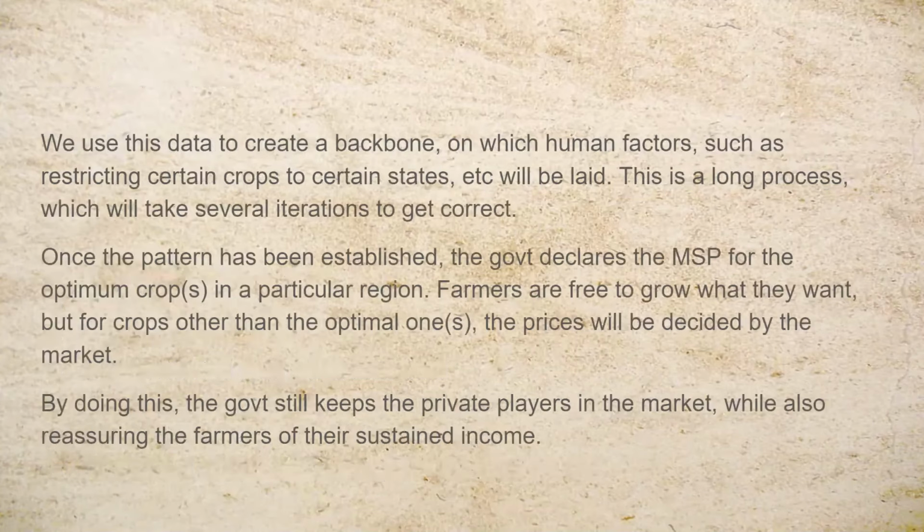Over to Shobit. So we will use this data to create a backbone on which human factors such as restricting certain crops to certain states, etc. will be laid. This is a long process which will take several iterations to get correct. Once the pattern has been established, the government declares the MSP for the optimum crops in the particular region. Farmers are free to grow what they want, but for crops other than the optimum ones, the prices will be decided by the market. By doing this, the government still keeps the private players in the market, which will also reassure the farmers of their sustained income.